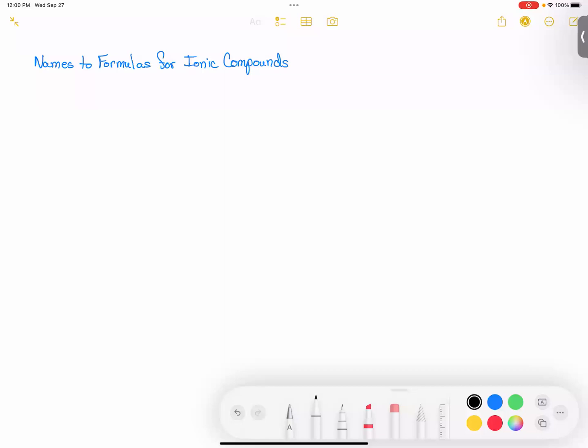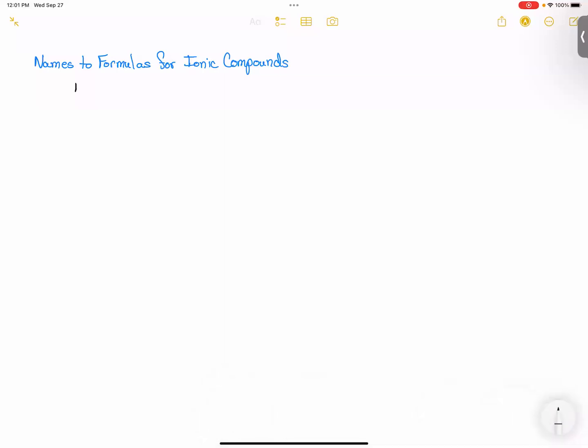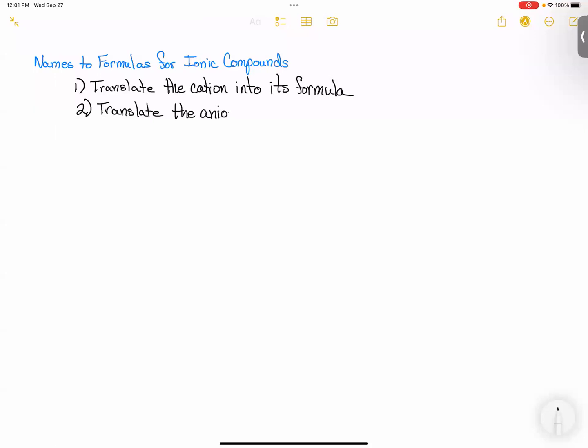So I am simply going to describe. Basically, what we do is we translate the name of the cation into its formula. We translate the name of the anion into its formula. Then we cross, drop, and simplify.